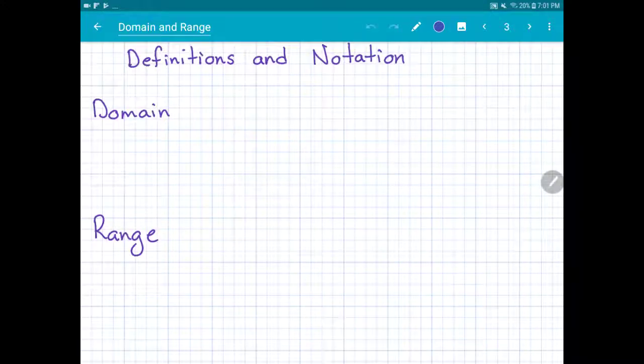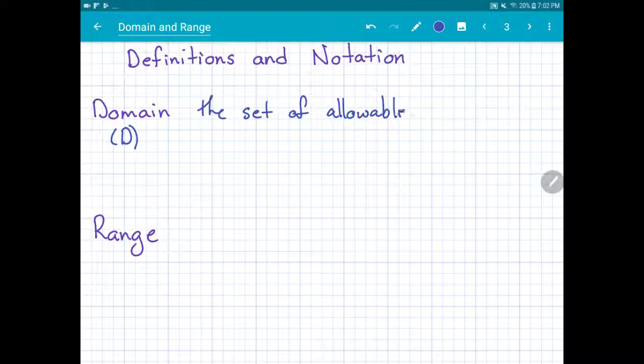First of all, let's just talk about domain. We usually use a D for domain, and the domain is the set of allowable inputs.